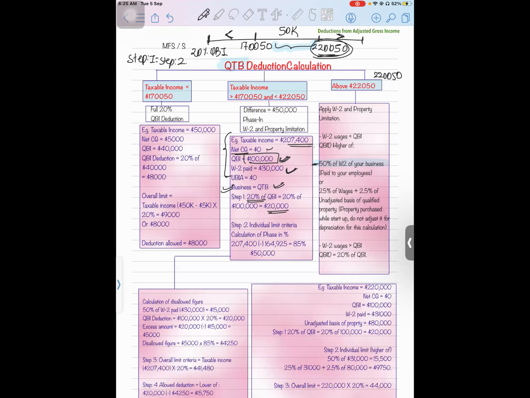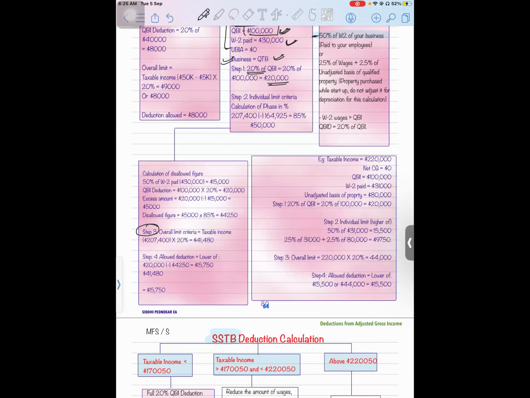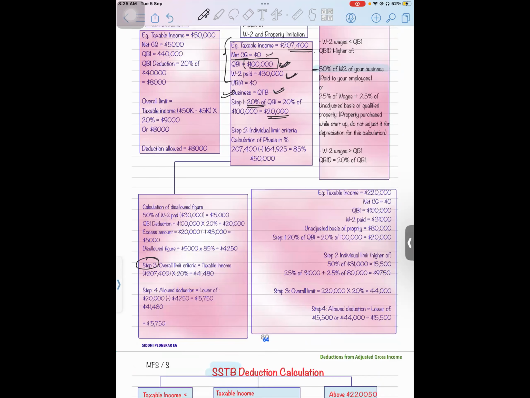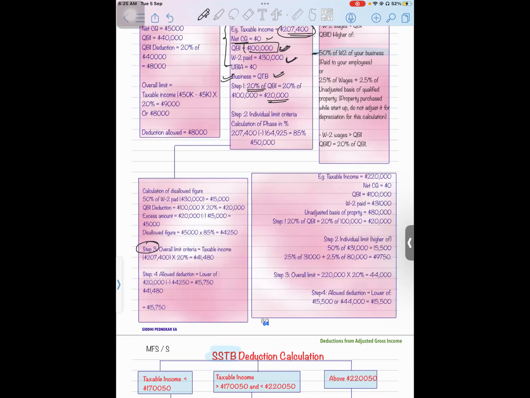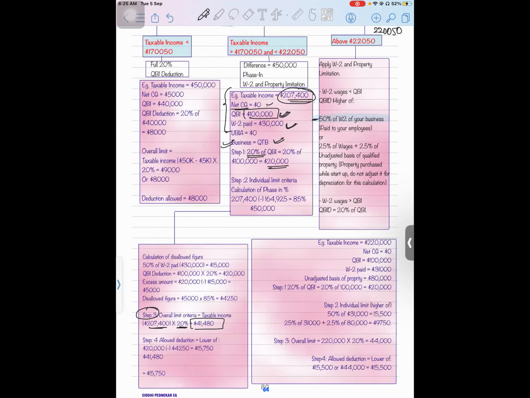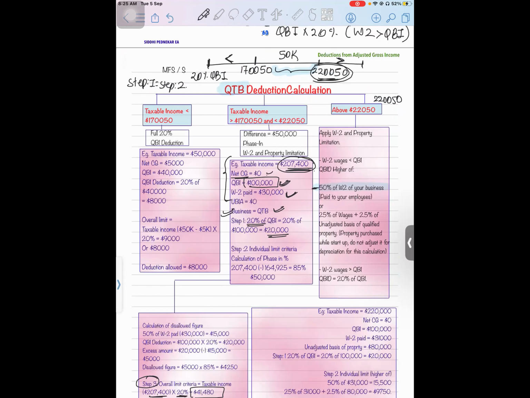Now let's see the third step. The third step is taxable income into 20%. In our example, taxable income is 2,07,400 into 20%. That comes to 41,480. Now let's see the second step. Our taxable income comes somewhere between the lower and upper limit.